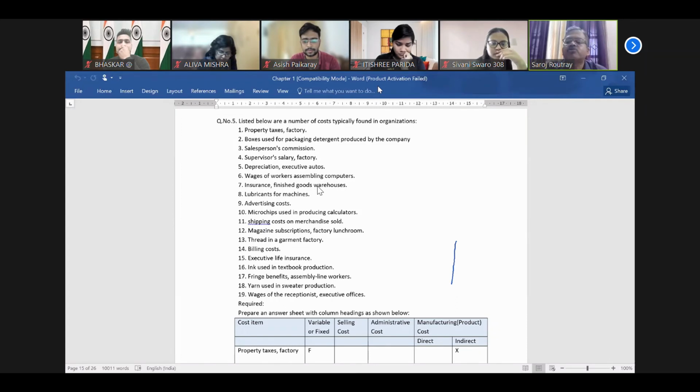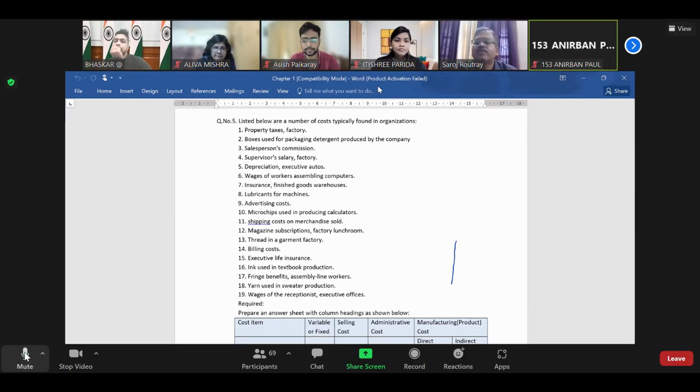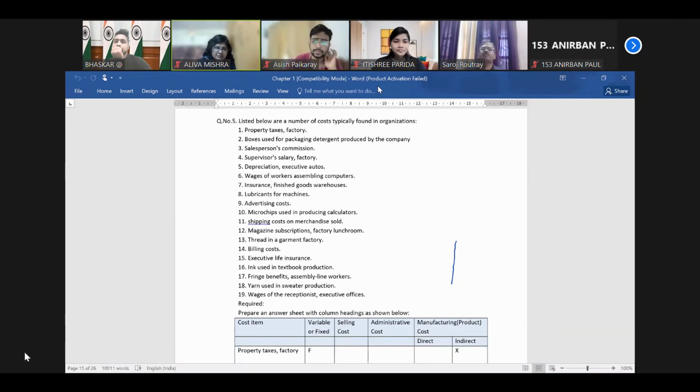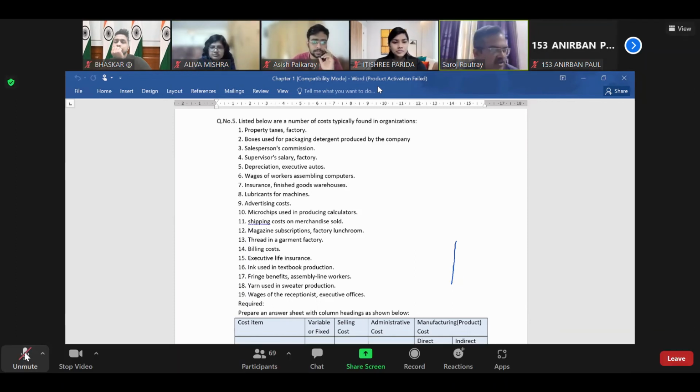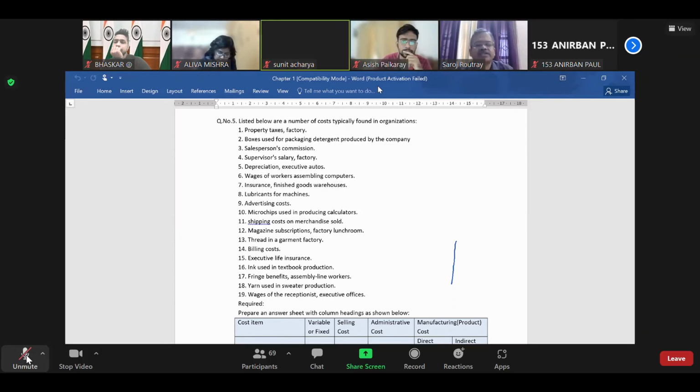If it varies proportionally, then it's a variable cost. Salesperson's commission, variable or fixed? Variable. Variable because if the salesperson has more sales, the commission will be more. If sales are less, commission will be less.